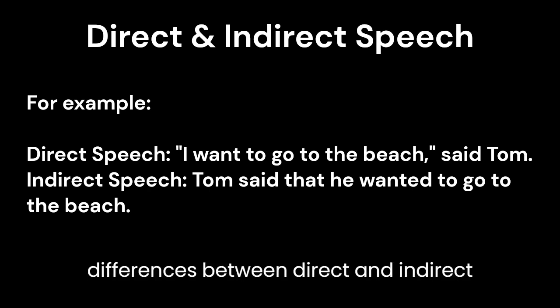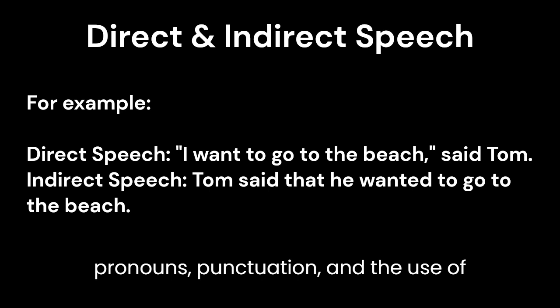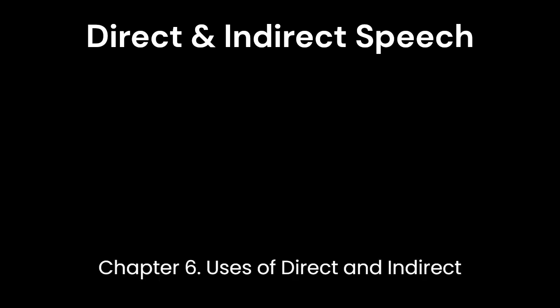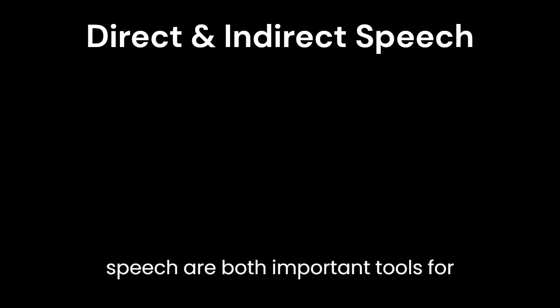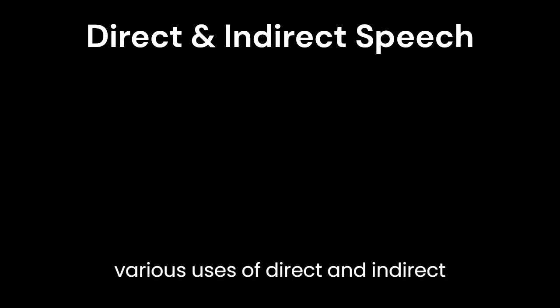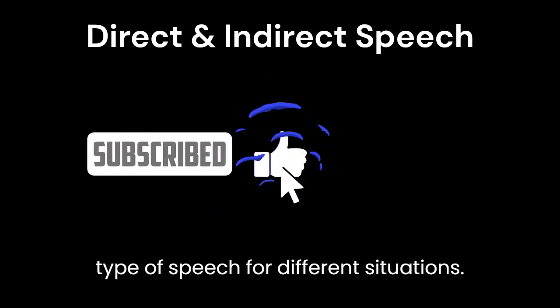In conclusion, the differences between direct and indirect speech include changes in tense and pronouns, punctuation, and the use of reporting verbs. By understanding these differences, you can accurately and effectively report what someone has said in a variety of situations. Chapter 6: Uses of direct and indirect speech. Direct and indirect speech are both important tools for communicating what someone has said. Each type of speech has its own uses and advantages depending on the situation. In this chapter, we will explore the various uses of direct and indirect speech, and how to choose the appropriate type of speech for different situations.